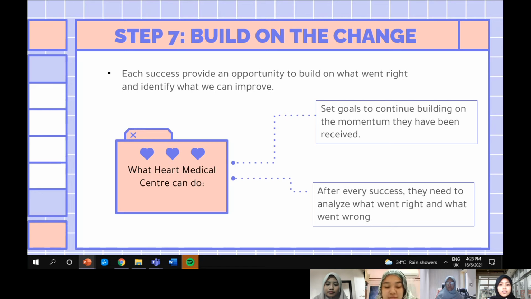Today I will continue with step 7. Step 7 is build on the change. Each success provides an opportunity to build on what went right and identify what we can improve. So what Heart Medical Center can do is, first, they have to set goals to continue building on the momentum they have received. The second one is, after every success, they need to analyze what went right and what went wrong.